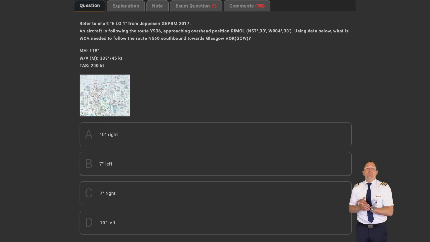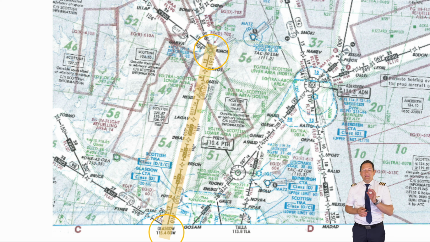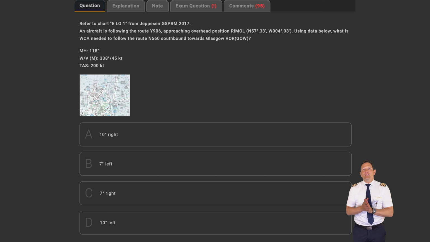Looking into the chart, we see it's 191 degrees. Now, given that this is an IFR chart, that is a magnetic track. So this is important, since the track and the wind must be in the same domain for this to work. Now the wind is given at 338 degrees with 45 knots.